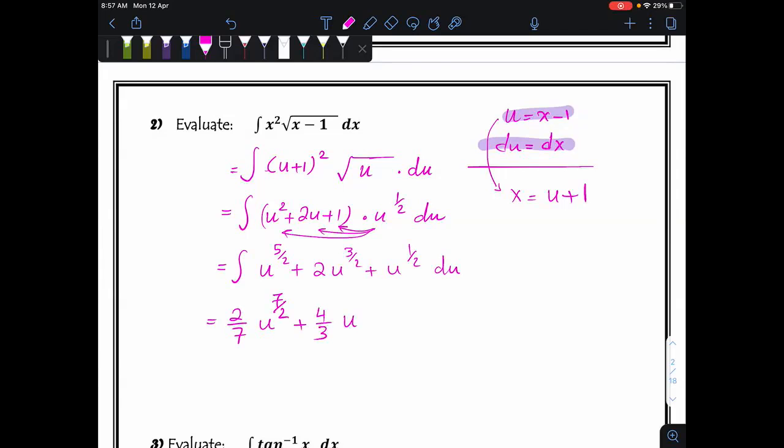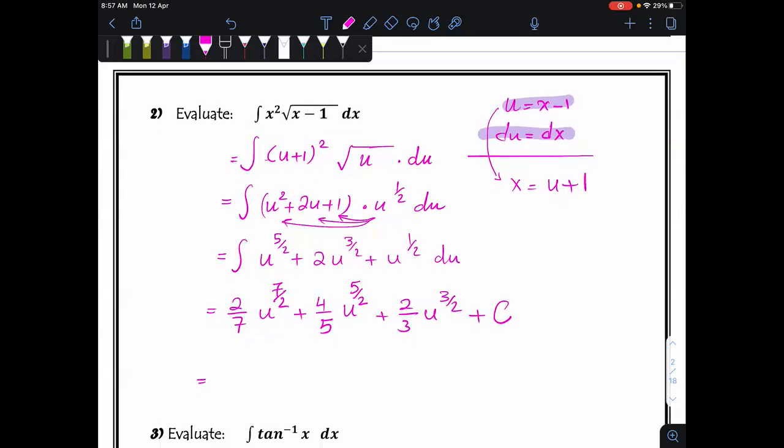4 over 5. We did it before, guys, so we can do this here, 5 over 2, plus 2 over 3 u to the power of 3 over 2 plus c. And then replace the u again by its original value, which is x minus 1, and complete.